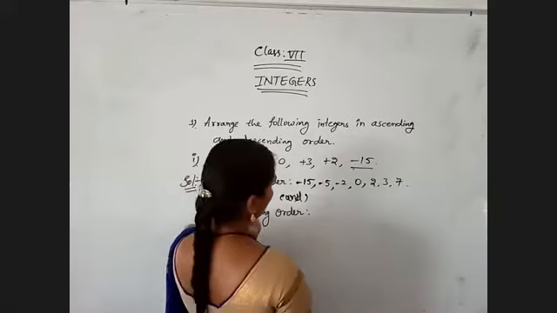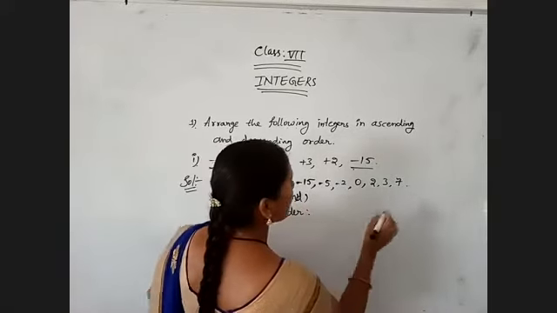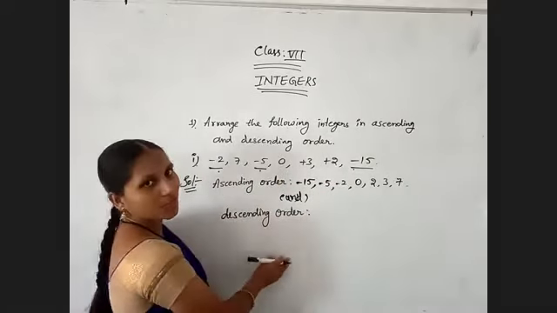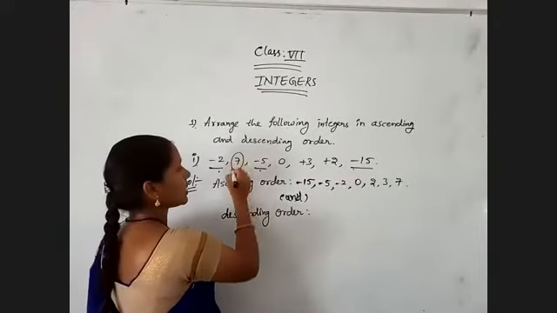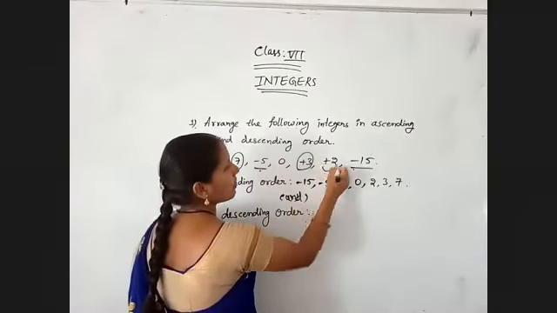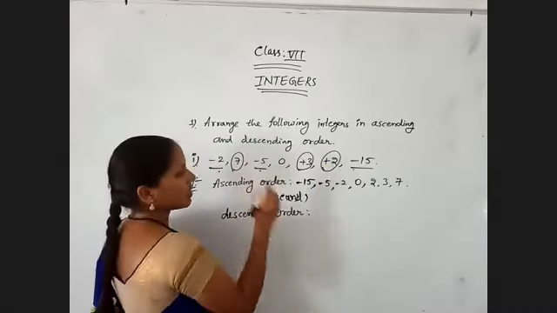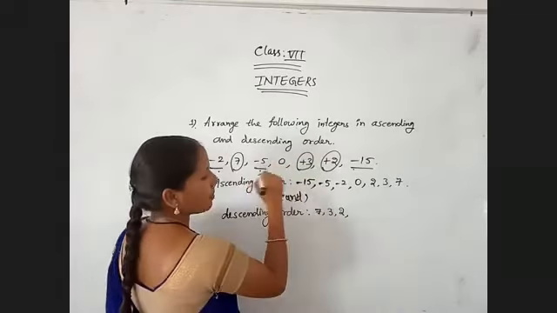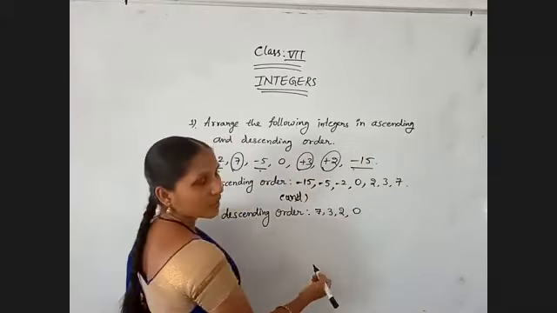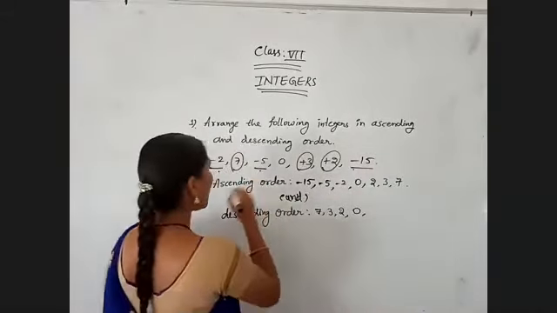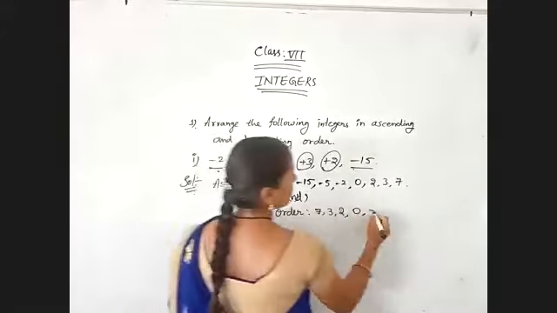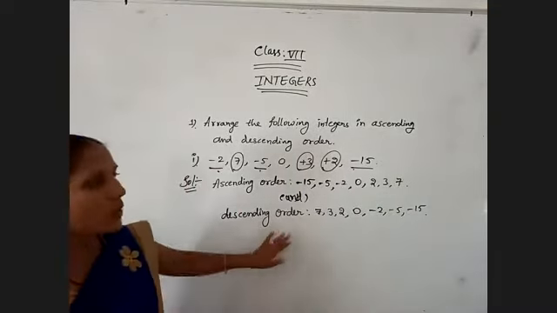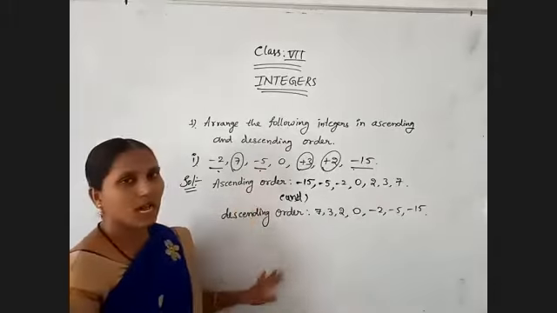So, now coming to writing in descending order. What is the greatest number among the given numbers? While we are writing the descending order, we need to search for positive integers. Here, positive integers are 7, plus 3, plus 2. Among these 3, what is the biggest one? That is 7. After that, 3. After that, 2. And after the positive integers, next place is for 0. 0 is between positive and negative. Now coming to negative values: minus 2, minus 5, minus 15. So this is the way to write the integers in ascending order or descending order.